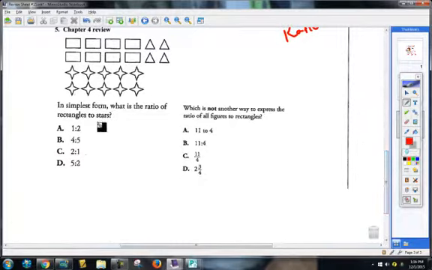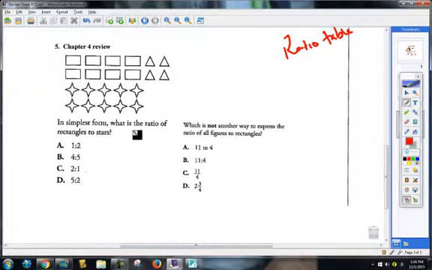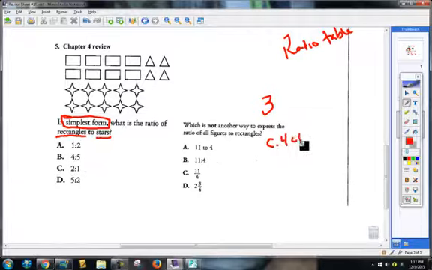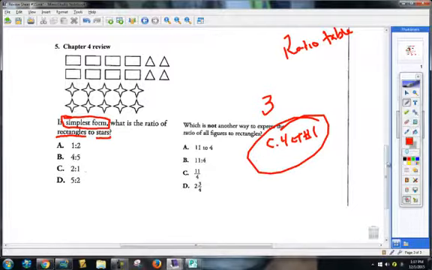Okay. These two, in simplest form, what is the ratio of rectangles to stars? Pretty basic there, I think. Just remember, order matters, and just keep this in mind right here. Simplest form. Okay. And last one, which is not another way to express the ratio of all figures to rectangles. You should know there are only 3 ways to write a ratio. That's Chapter 4, Learning Target Number 1, if you're not sure. But there is one of those that really makes no sense at all when we're talking ratios.